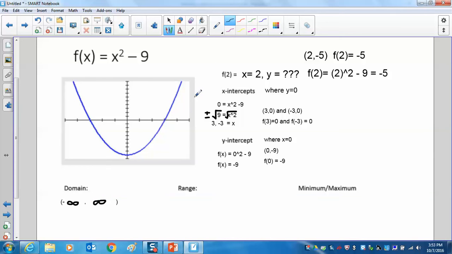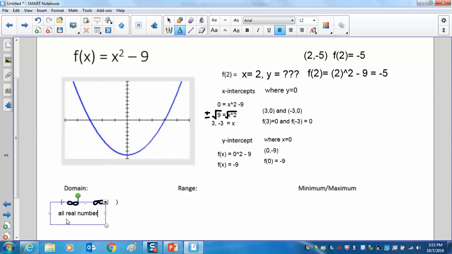Those are just concepts. A different way to express that is to say all real numbers. That is a good answer as well. All real numbers, because we can plug in any value for x. x can take on any value.